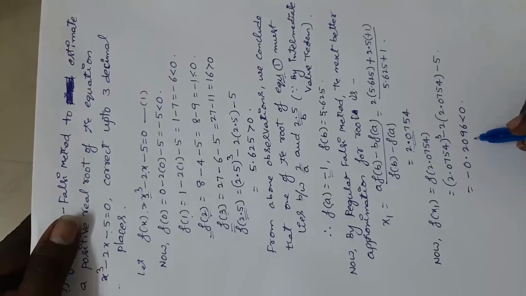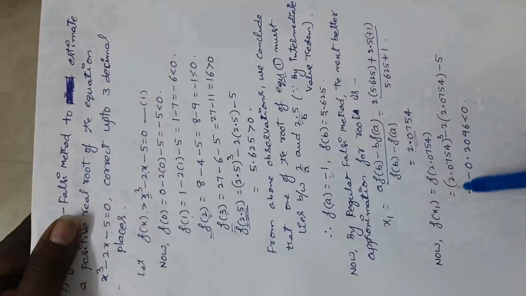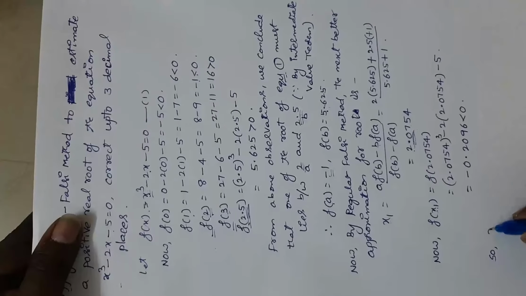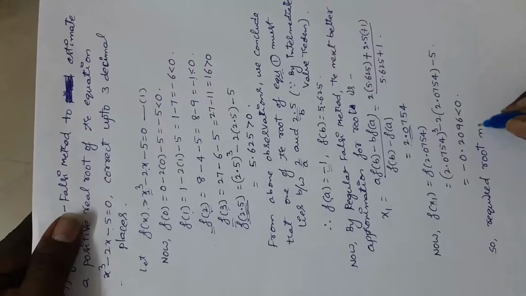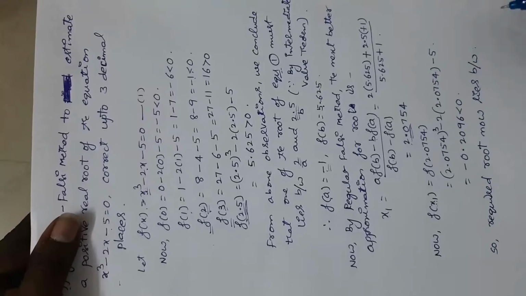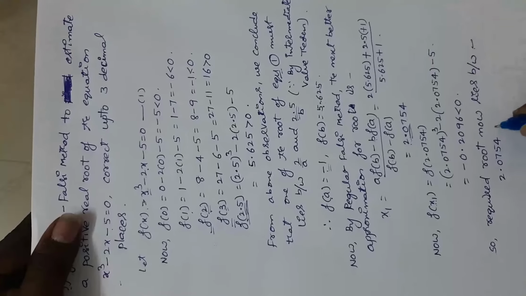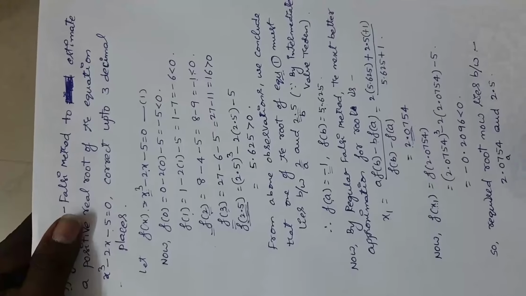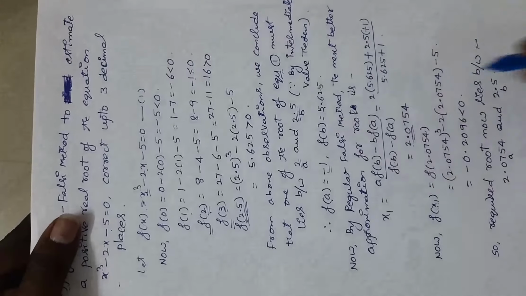Again we conclude that previously the functional value is positive at f of 2.5. Now the functional value at this new point is negative. So the required root now lies between 2.0754 and 2.5. So take this new value as a, and this value as b. Already it is denoted by b, no problem.